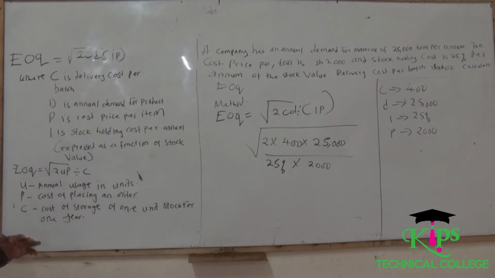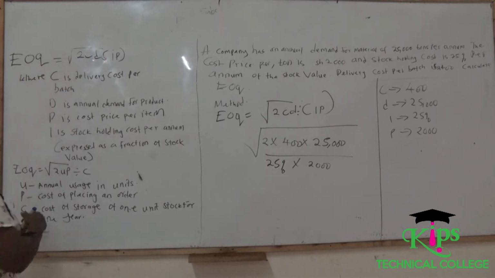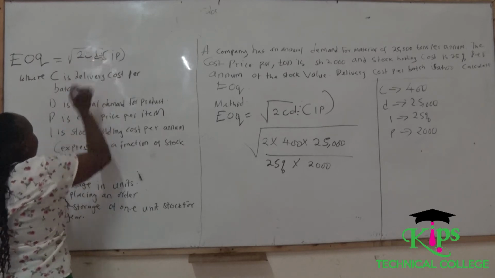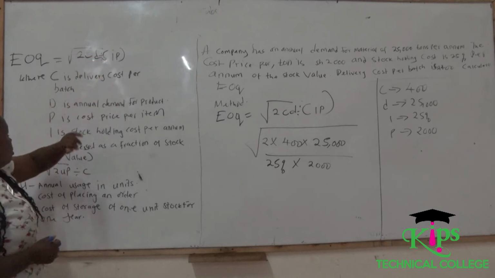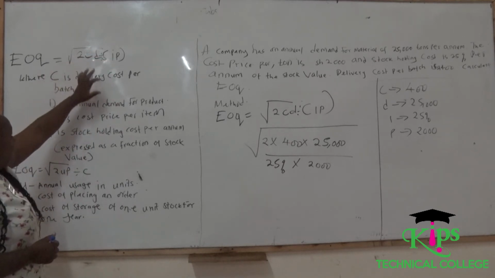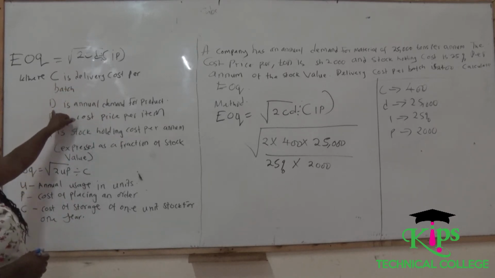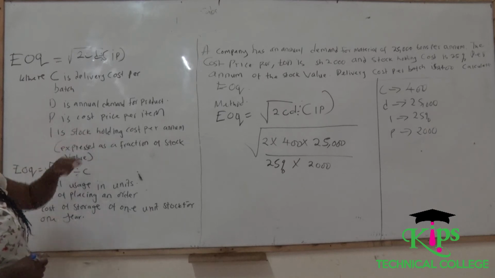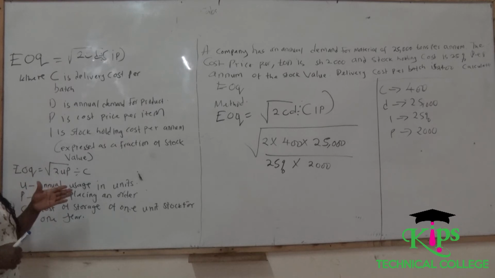We need to look at the formula for calculating economic order quantity, and there are two formulas. The first one is the square root of 2CD divided by IP. C stands for delivery cost per batch. D is annual demand for the product. P is the cost price per item. I is the stock holding cost per annum, expressed as a fraction of stock value.